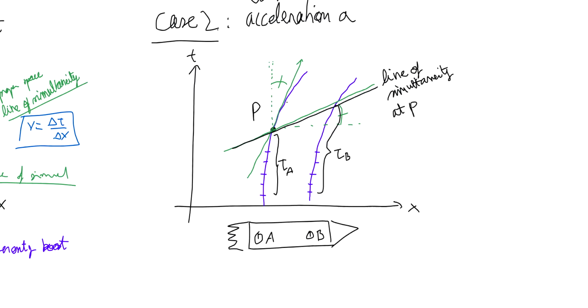At point P on the world line of the clock A. And when you're going to compare clock A with clock B, it will seem that more proper time goes by for clock B, as a result of the Lorentz boost.